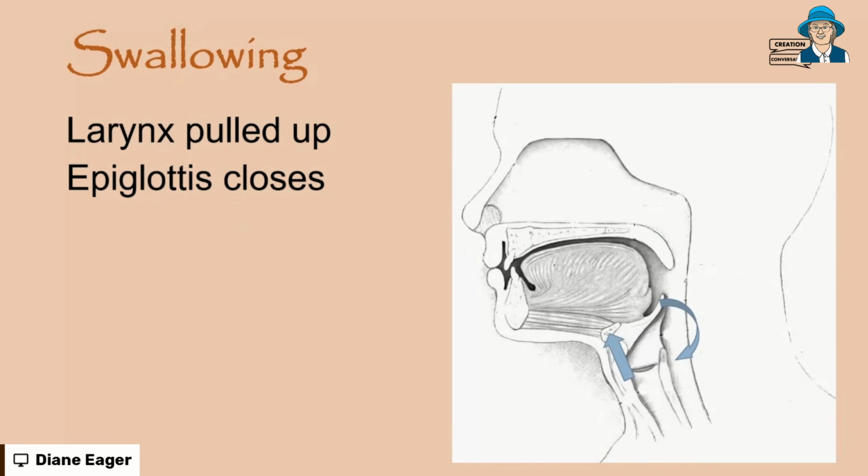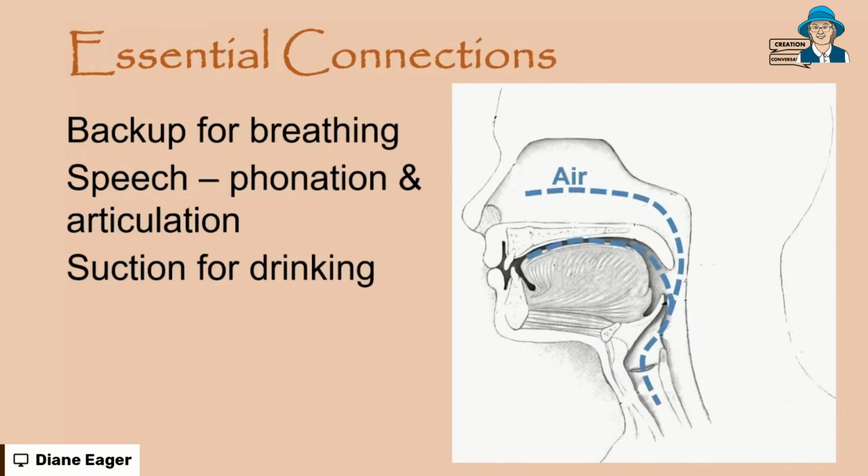Now, sometimes that does fail, but usually because there's some sort of weakness or illness, and the reflexes there just don't work quite as quickly. But again, the human body is going downhill just like everything else is. But for most of our time, these connections are essential. For a start, we need a backup for breathing. We cannot go without air going in and out of the lungs for very long. So it is important that the mouth is open to the airways as well.